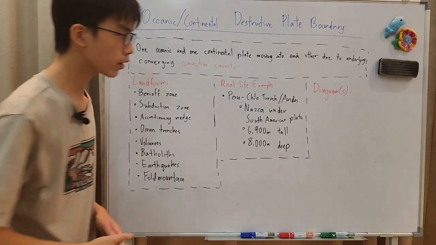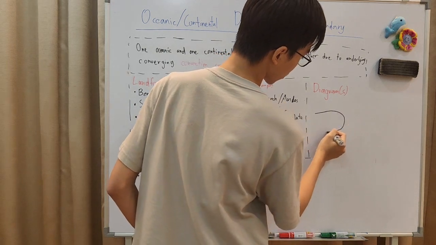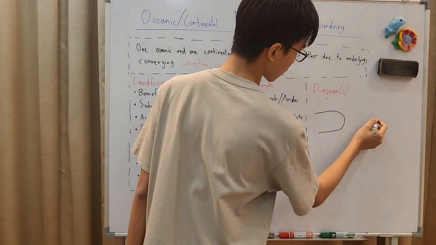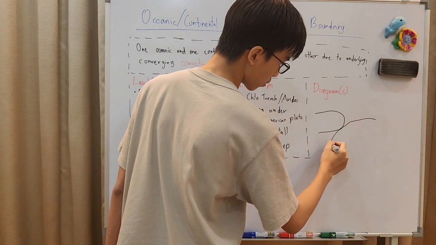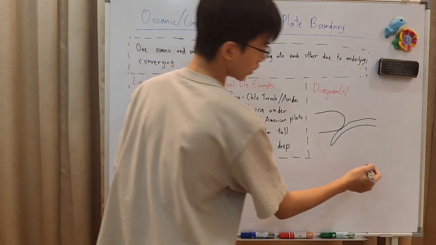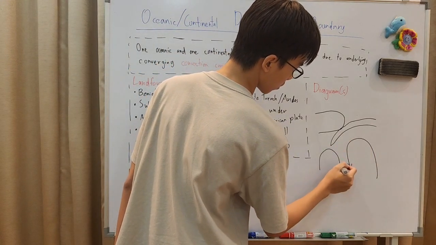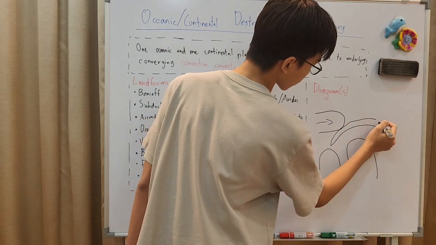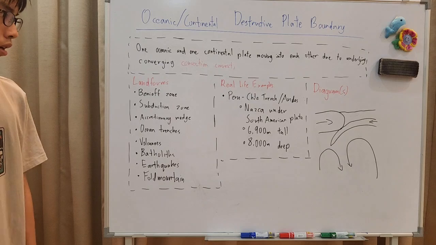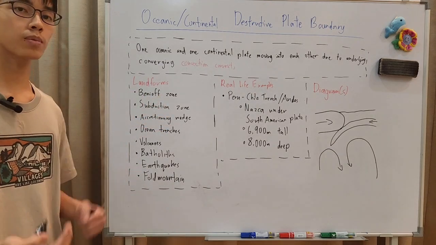So let's visualize it in a diagram. Let's draw a thick continental crust, and let's draw a thin subducting oceanic crust, and it goes down like that. Then let's draw our convection currents and our movements of the plate, and also an ocean up here if you want. So this is our rough sketch of an oceanic continental destructive plate boundary.